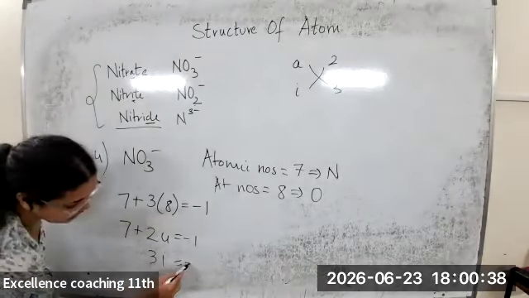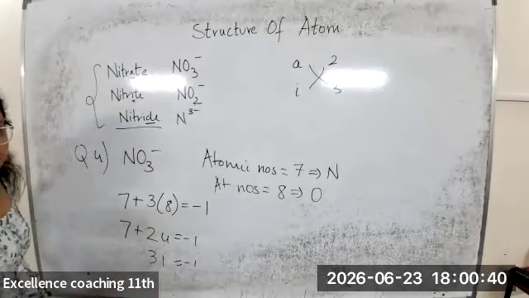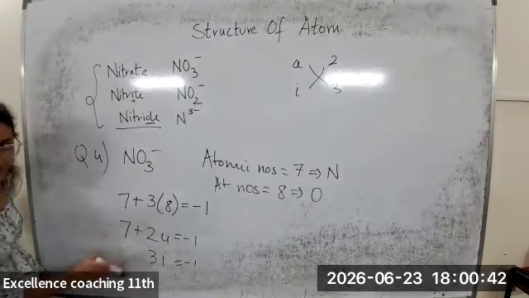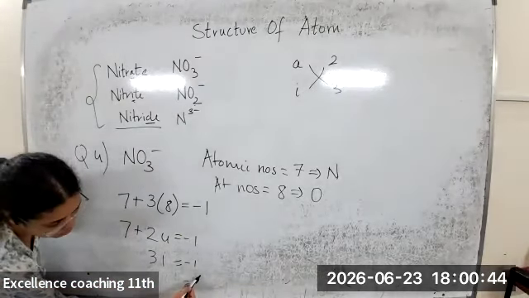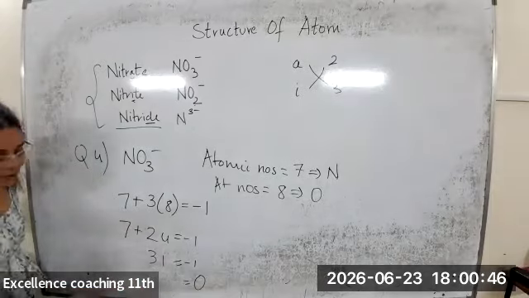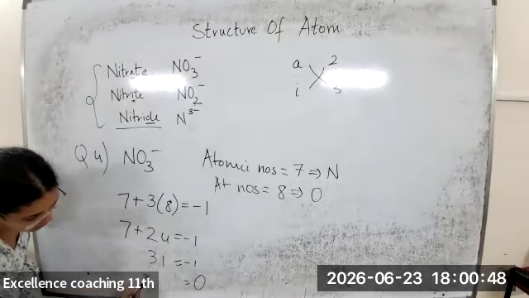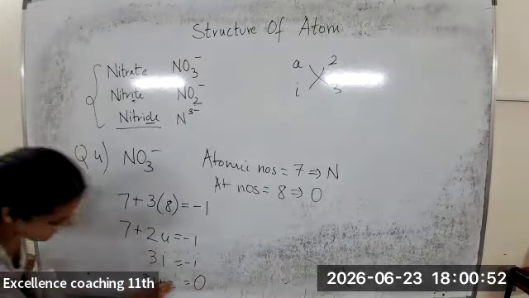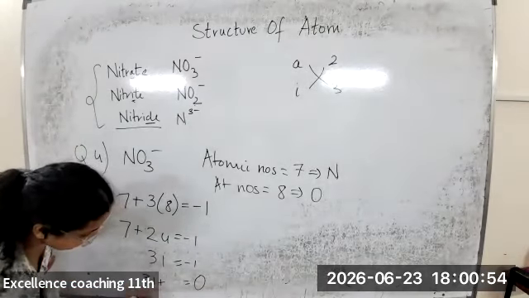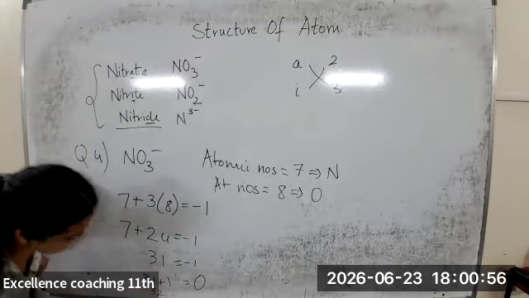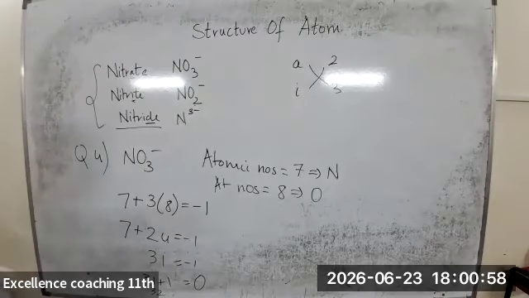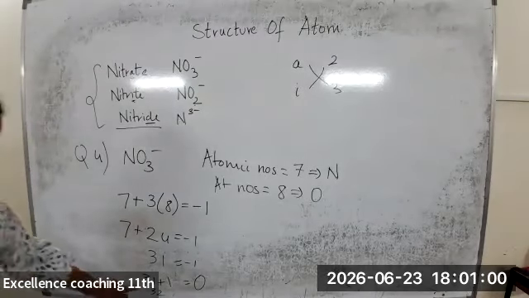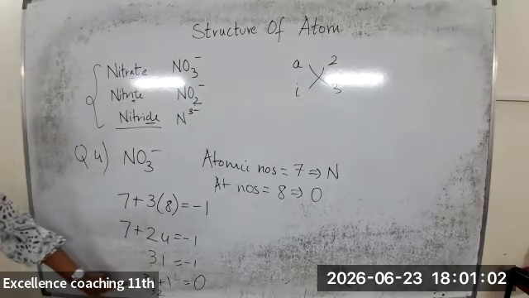Okay. Now I will get all the terms on one side and equate it to 0. When I bring this negative charge here, it will be 31 plus 1, sorry, so it will be 32. Yeah, sorry, it will be 32.